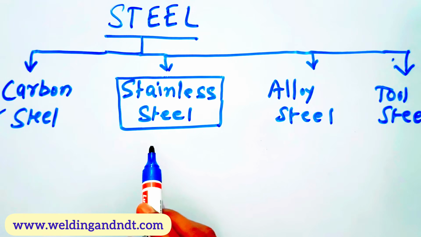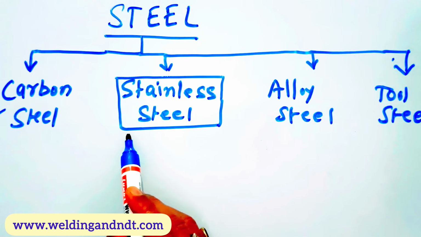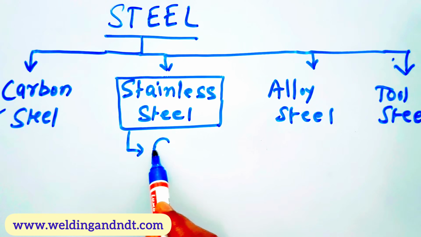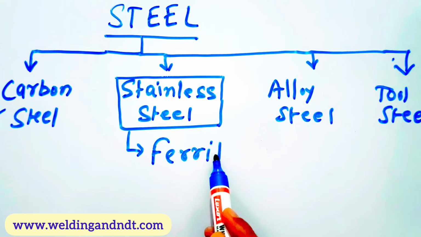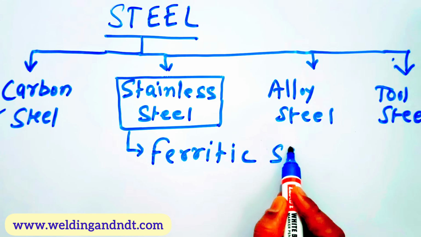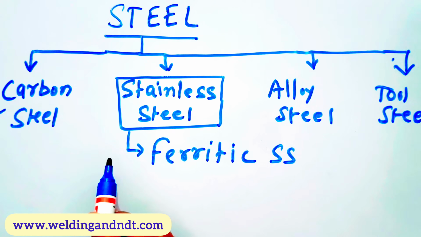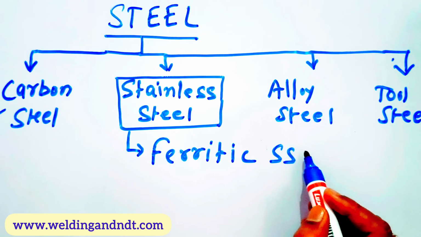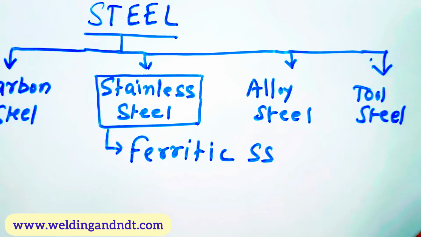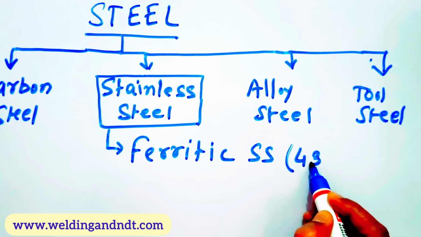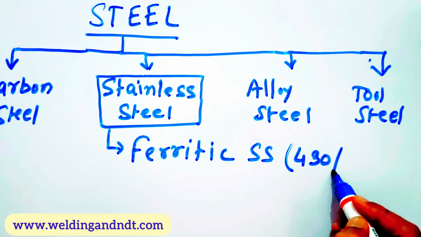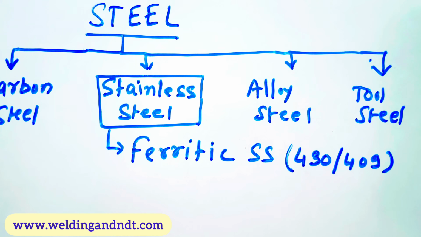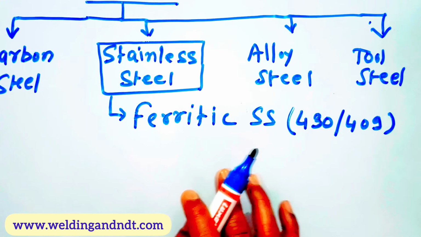So the types of stainless steel. There are 5 main types of stainless steel, that is ferritic stainless steel. I'll write SS. Then, okay, we'll see the grades also. In ferritic stainless steel, there are material grades like SS430 and SS409. So SS430 and 409 falls into ferritic stainless steel.